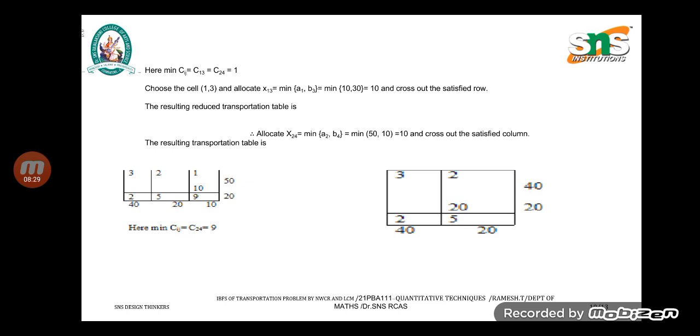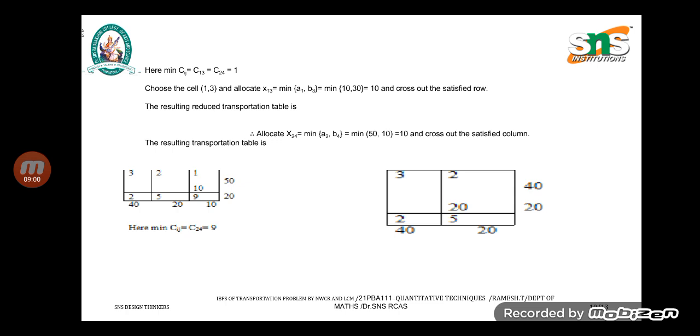So here the least cost is 1. Apply the least cost method. The corresponding supply is 50, demand is 10. So take 10 from that 50 and fill that 10 demand. Still we have 40 supplies available. Then block that corresponding column. Then finally we have only the cost cells 3 2 and 5. So here we choose the minimum, and the minimum is 2.